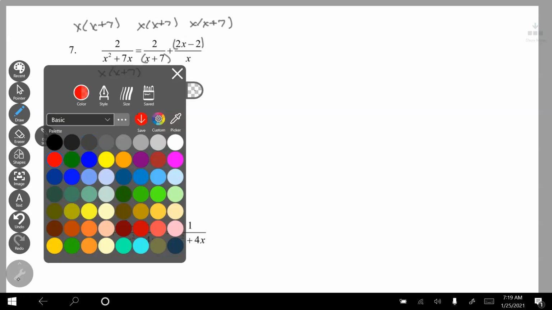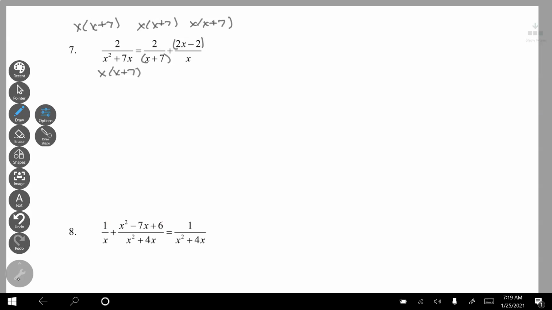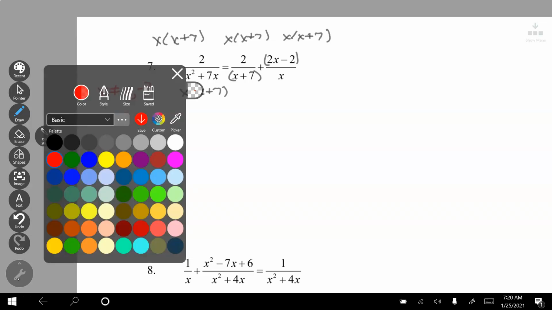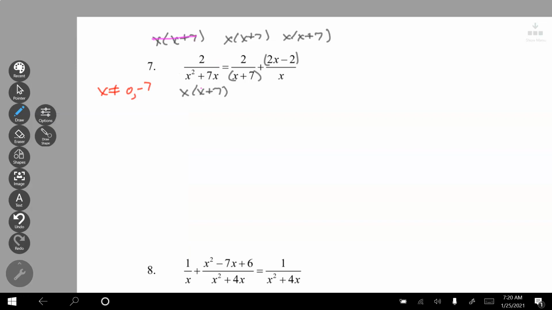But I'm going to make note from the very beginning that x cannot equal 0 or negative 7 from the denominators. First set of denominators, first fraction, everything cancels. Second one, the x plus 7's cancel. And the third one, the x's cancel. So I get 2 equals 2x plus 2x minus 2 with parentheses around it, and then x plus 7.